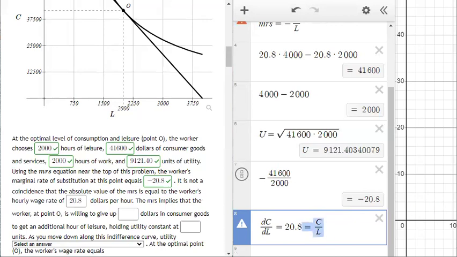So ignore this part over here. This is the MRS here. The MRS is the change in consumption along an indifference curve that corresponds to a change in leisure, and we said it's equal to 20.8. When you have two components, the change in consumption and the change in L, it's hard to interpret just the number. So what we're going to do is change this to 20.8 divided by 1. We can make that negative, and we can make this positive.